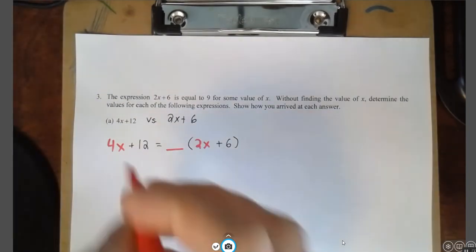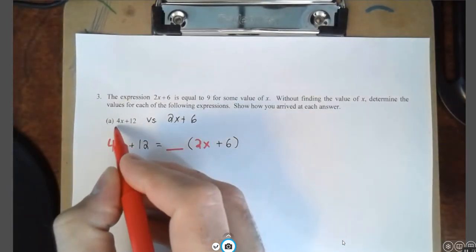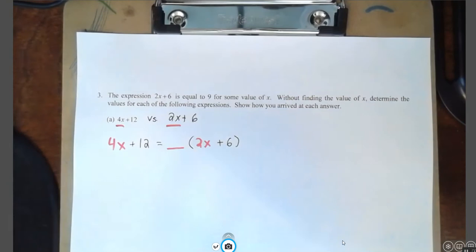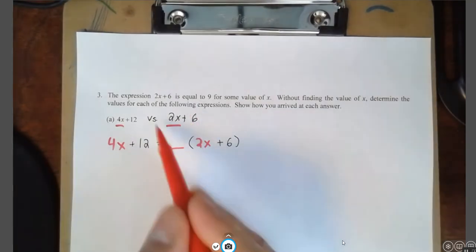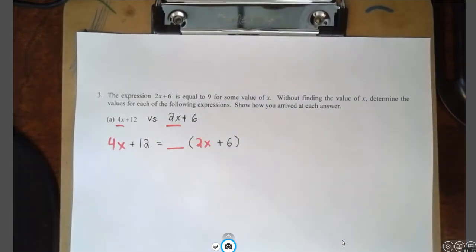The first terms of both of these expressions, meaning the 4x and the 2x here, are not equivalent, but they relate to each other in some way. 2 is a factor of 4, and 4 is a multiple of 2. So you know that you can possibly manipulate the expression on the right here, 2x plus 6, and multiply it to get 4x plus 12. Now, the question is, what do you multiply 2x plus 6 by to get 4x plus 12?